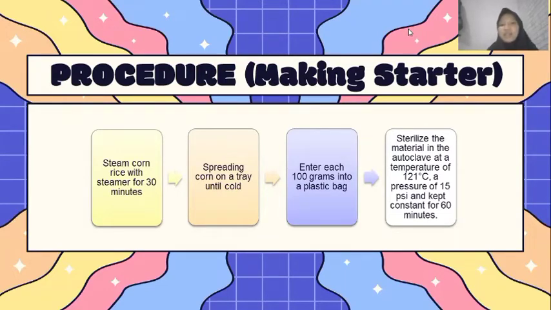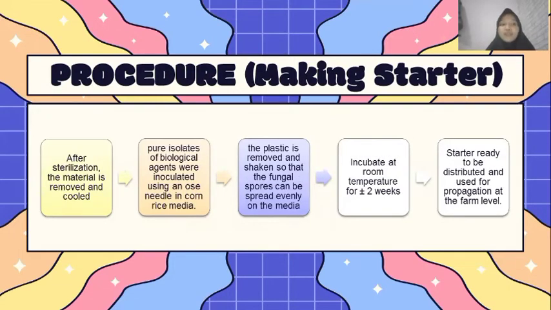Next, enter each 100 grams into a plastic bag, and the result of packaging can be re-entered to a bigger plastic. And the next is sterilize the material in the autoclave at a temperature of 121 Celsius degrees with a pressure of 15 psi and kept constant for 60 minutes. Next, after sterilization, the material is removed and cooled.